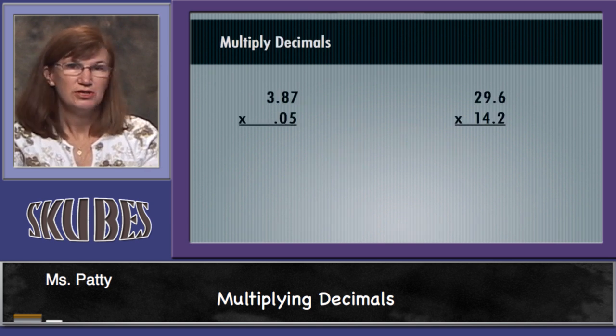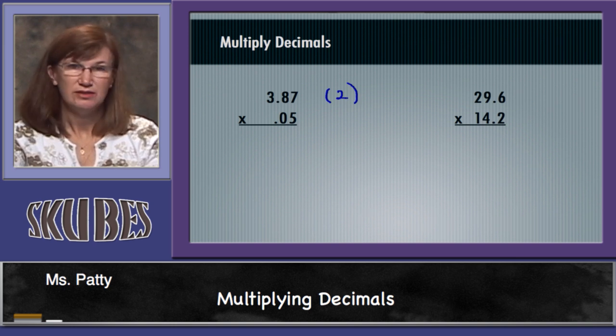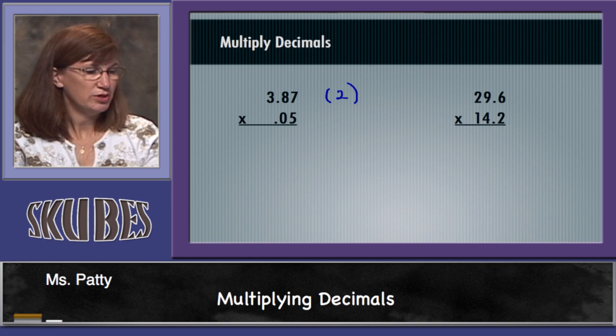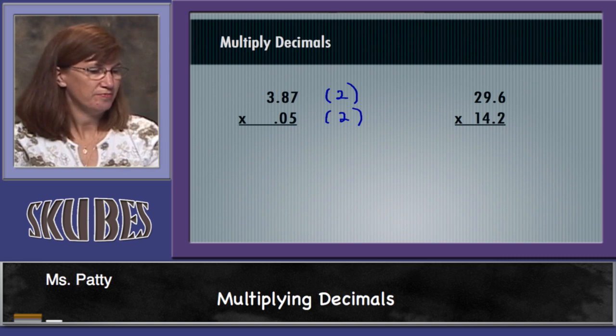All right, first things first. Let's look at how many places are behind the decimal. And our first number is 3.87. We have 2 places behind the decimal. Our second factor, our multiplier, is 0.05. Again, we have 2 places behind the decimal. Now we're going to leave those alone and we're going to do our multiplying.